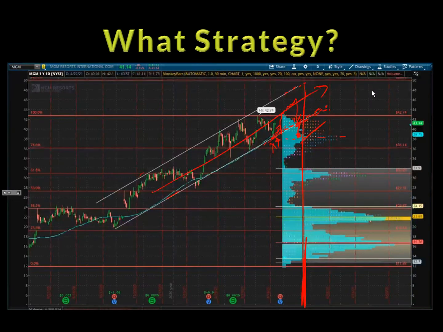But yes, to avoid that assignment risk. Now, keep in mind with this strategy, obviously, if somebody was a jerk and assigned you on this strategy, you have the call to offset it, but I don't think you're going to want to use that call way up there to offset it. I'd probably just go out there and buy it in the open market to offset it. But absolutely, I like to try to avoid assignment as often as possible.